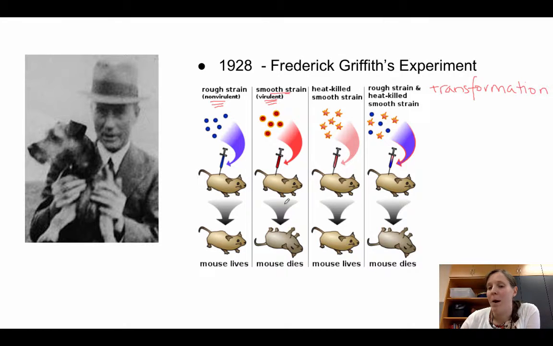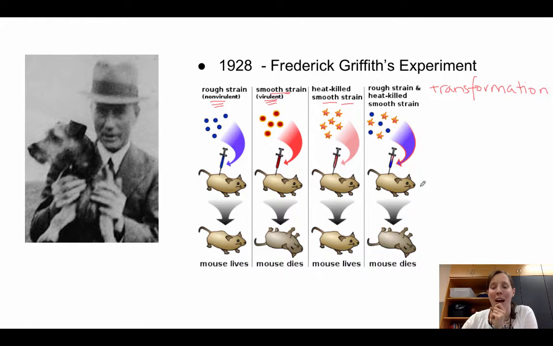What was really cool about Griffith's experiment is that he then tried a couple combinations. He took the smooth strain and he killed the bacteria with heat. So he subjected them to intense heat, and then he put it into the mouse, and the mouse lived, suggesting that the heat was able to kill the bacteria. But then he took some of this dead, smooth bacteria, this deadly bacteria, but it was dead, and he mixed it with live, non-virulent bacteria, and the mouse died.